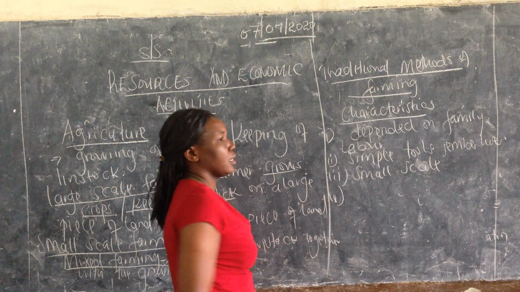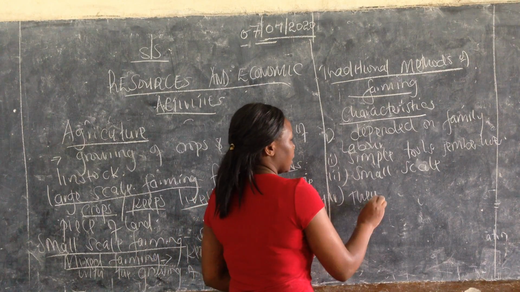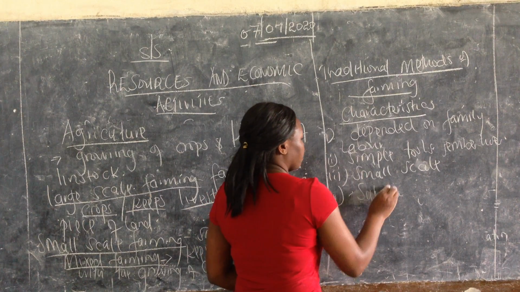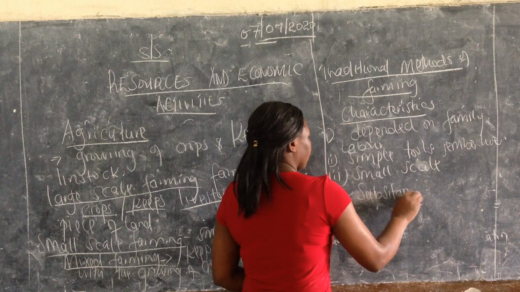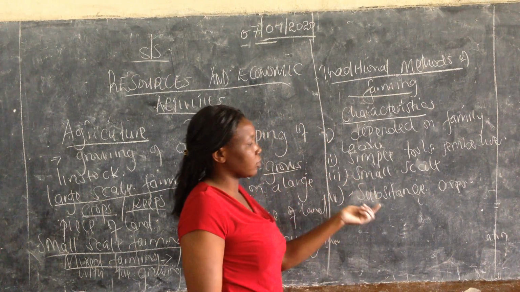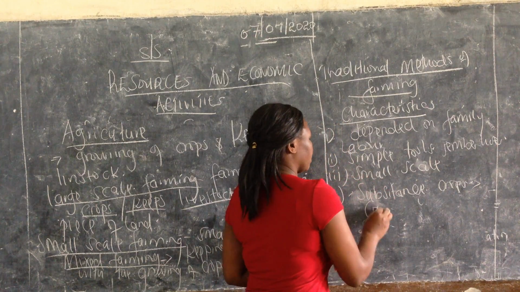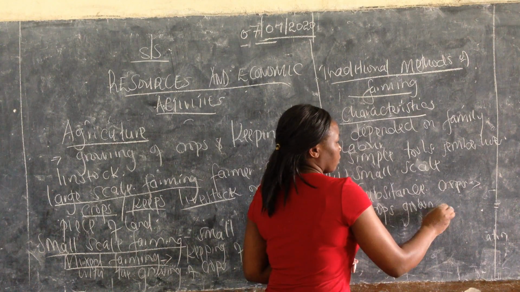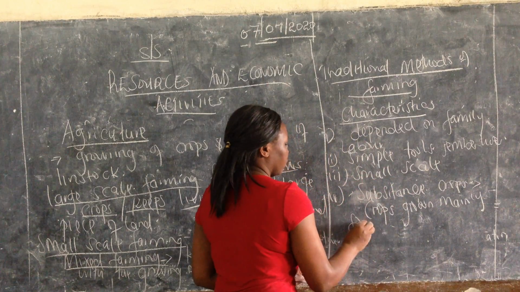Another is that they mainly grew subsistence crops. Subsistence crops are crops grown mainly for food.